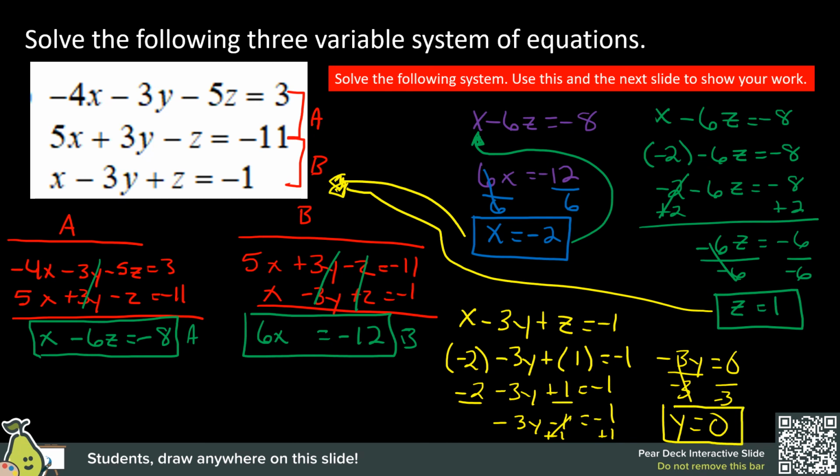Okay. And so our final answer, we want to put this in order. We put our x first, our y, and our z. So our answer would be negative 2, comma, 0, comma, 1. And this is your answer.